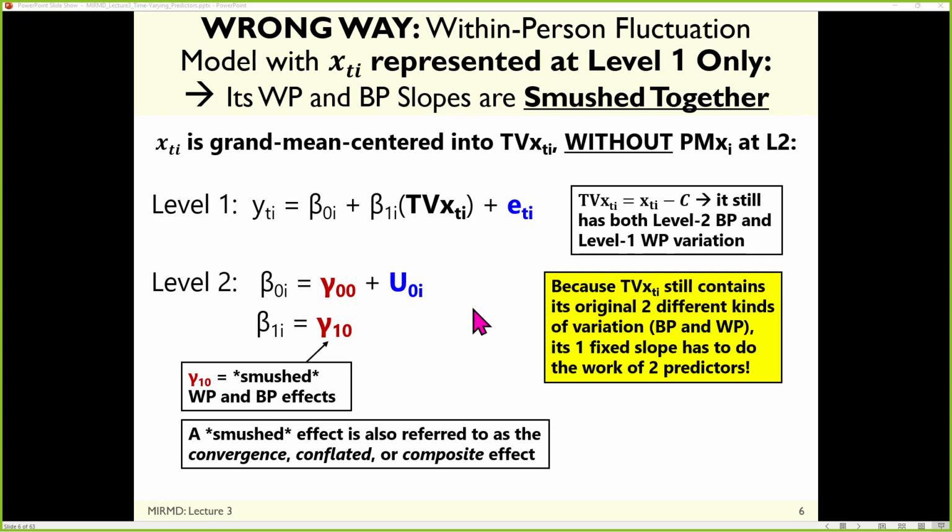So I call this a smushed effect because I visualize it as sort of 2 things being smushed together, and they're not going to be equally smushed. It's going to be weighted by the relative amount of information at each level. So because we typically have way more occasions than we have persons, the smushed effect is going to be relatively close to the within effect. It's the between effect that's going to be messed up then, because the smushed effect is assuming that between and within effects are the same.